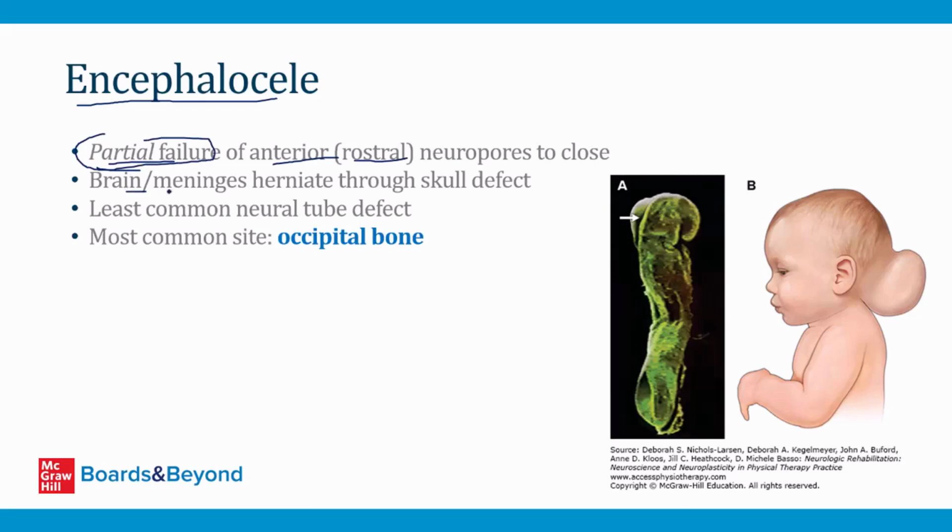And as a result, the brain and the meninges can herniate through defects in the skull. This is relatively uncommon. It's the least common neural tube defect, but the most common site where the brain and meninges herniate through a skull defect is in the occipital bone. And so when that happens, the baby's going to look something like what you're seeing here. There's a defect in the skull back here. It's allowing herniation of meninges and brain tissue into a fluid-filled sac at the back of the skull.